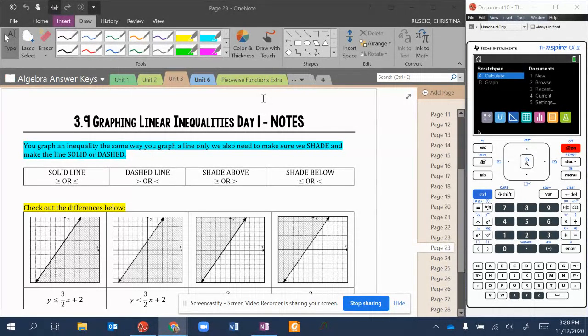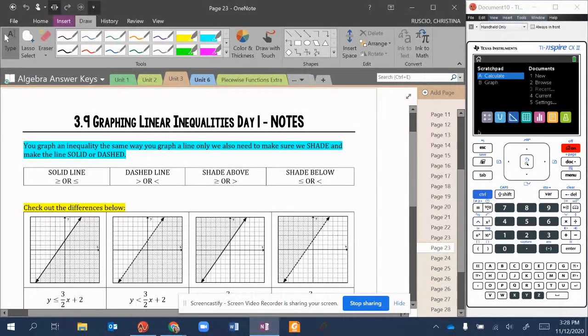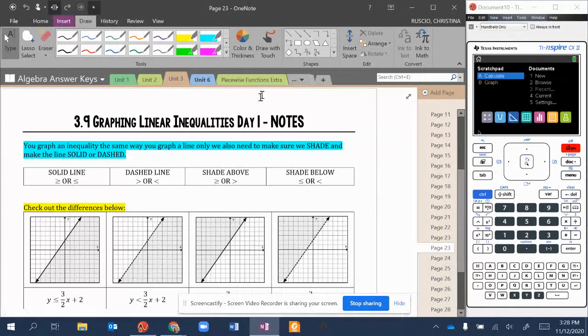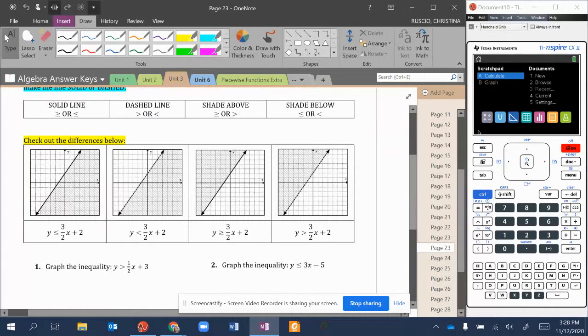Mainly, we have to worry about whether a line is solid or dashed. Okay, you can see it from some of these pictures right here. And you also need to figure out how we're going to shade. All right, well, let's talk about what all that stuff even means.